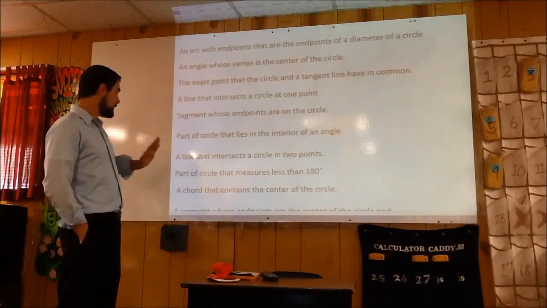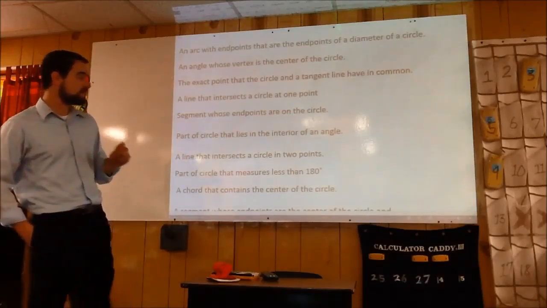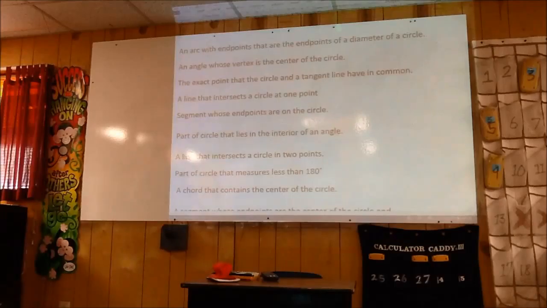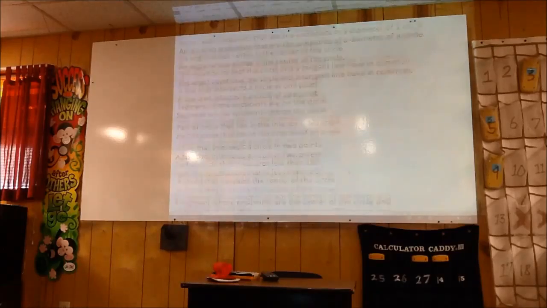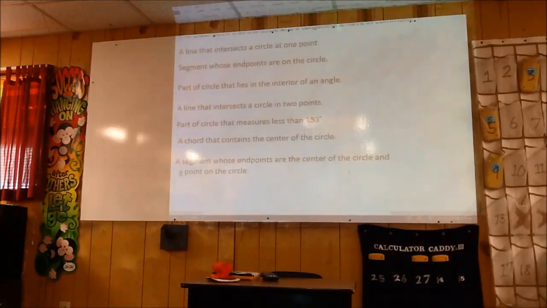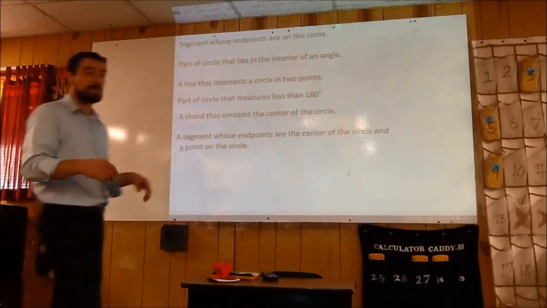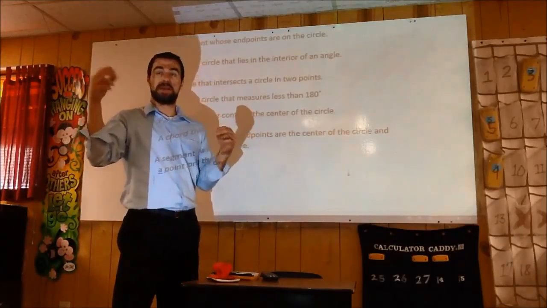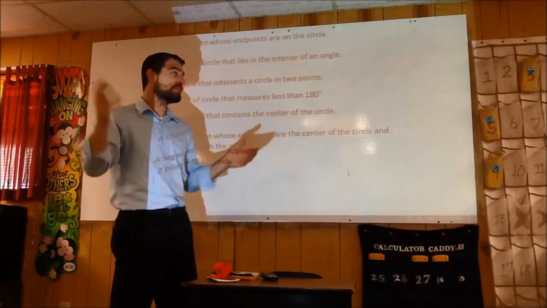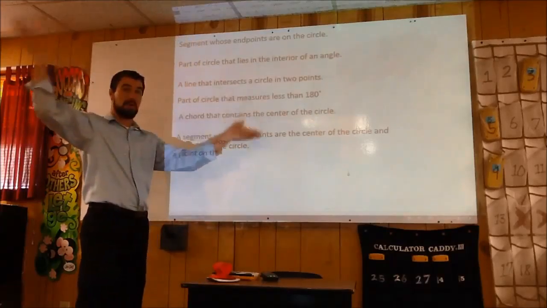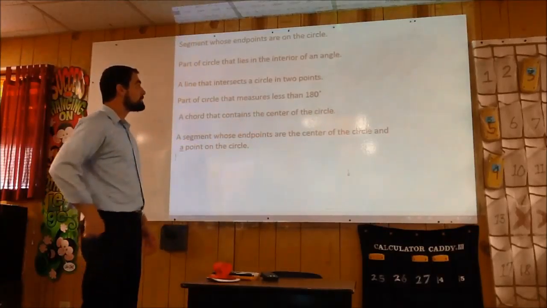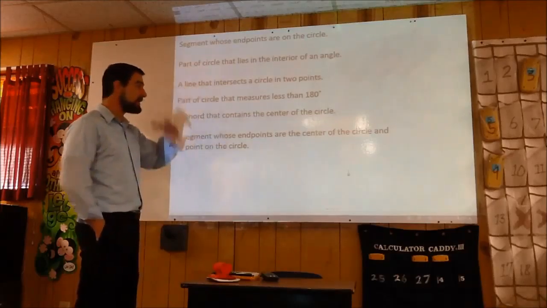This one, a line that intersects a circle in 2 points. What is it? Secant. The fact that I said it is a line means that it exists on the outside. That's the difference between a secant and a chord. A chord starts and ends on the circle, and it never goes beyond into the exterior of the circle. A line clearly will go in both directions. It exists outside of the circle.